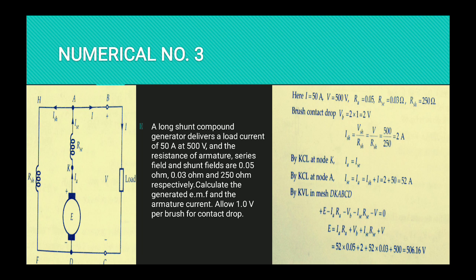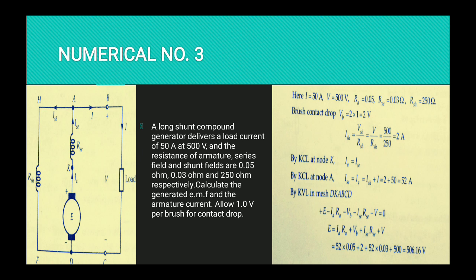Now according to KCL at node K, IA equals ISE, because the total armature current is fed to the series winding. And according to KCL at node A, IA equals ISH plus I, that is, IA is divided into 2 parts. One is ISH, which is supplied to RSH, the shunt field winding resistance, and I is supplied to the load circuit.